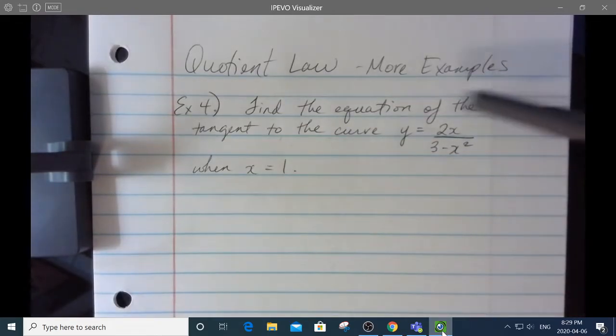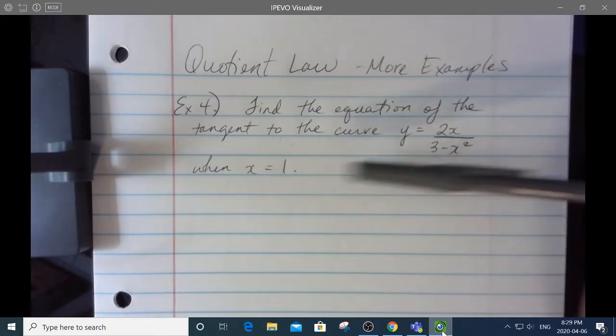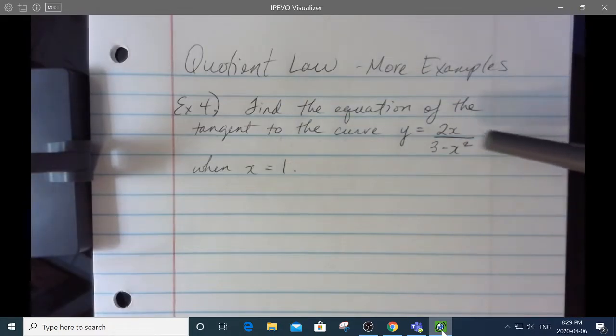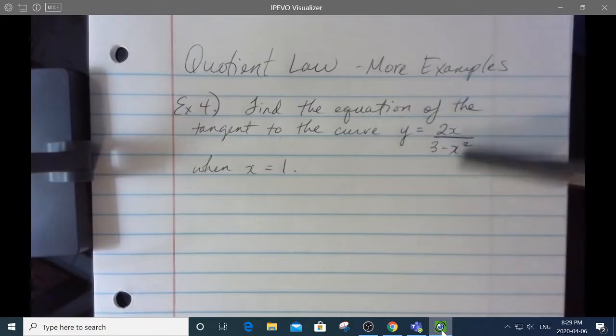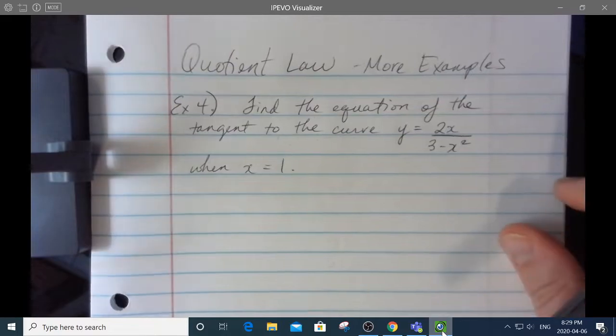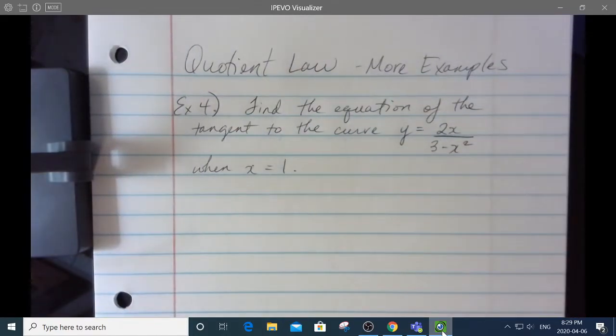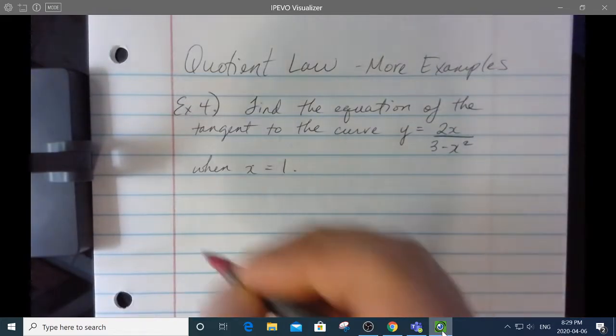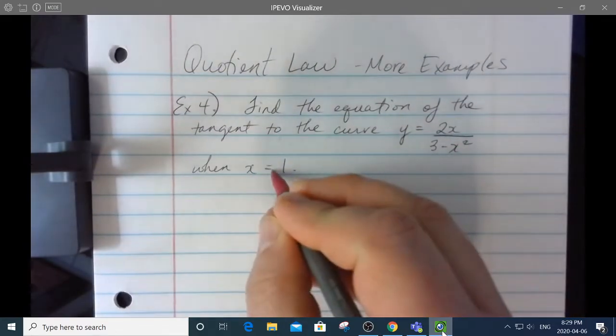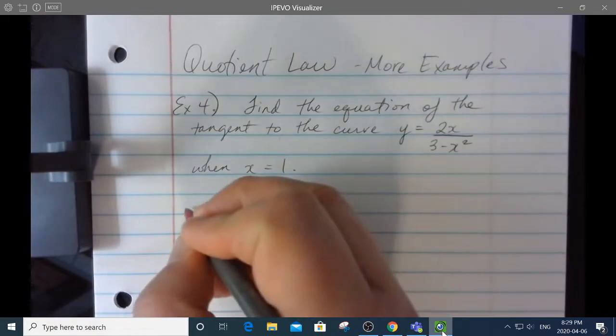Find the equation of the tangent to the curve. Oh, we've seen this before. The tangent to the curve when x equals 1 is going to be the value of x being 1 in the derivative of this. So that'll be the slope, and then of course we need to find the y-coordinate when x is 1. So maybe I'll just do that first and get it out of the way. How much is the y-coordinate when x is 1 for this particular thing?